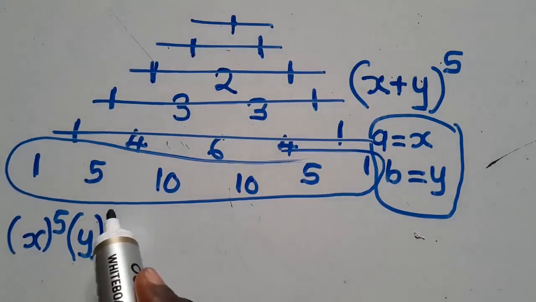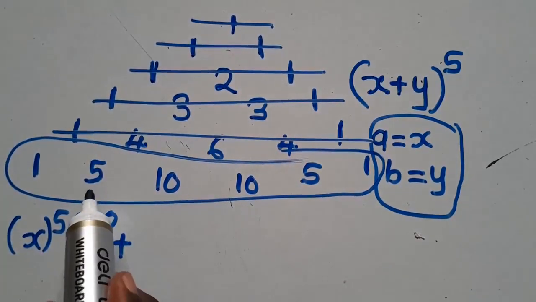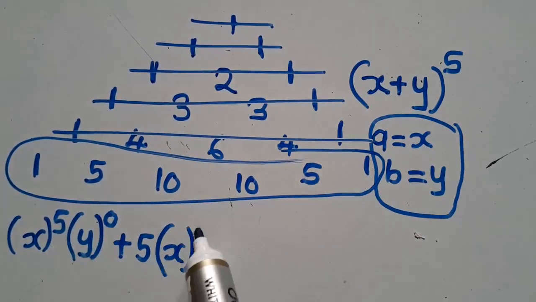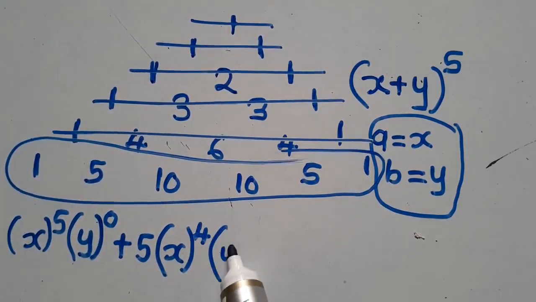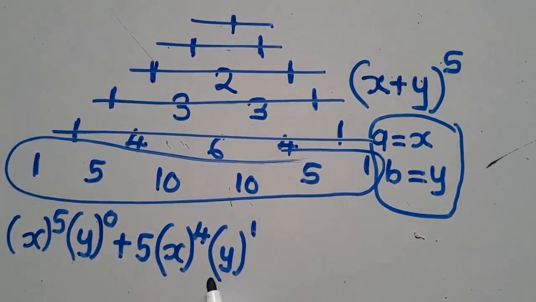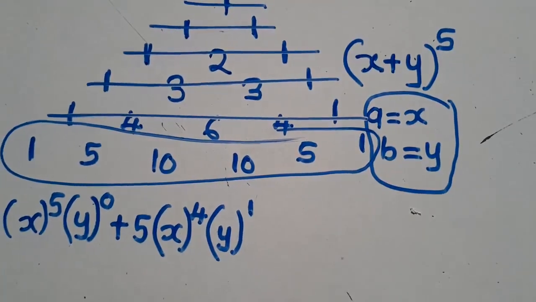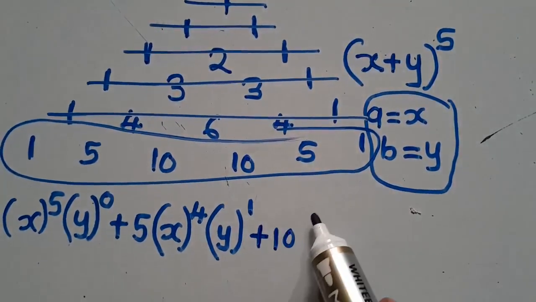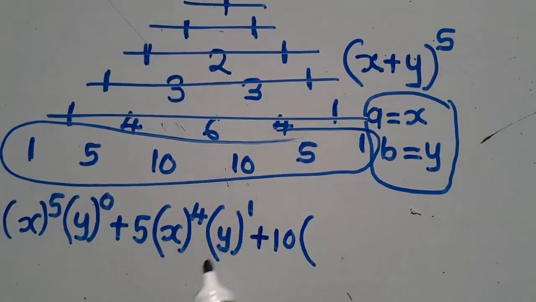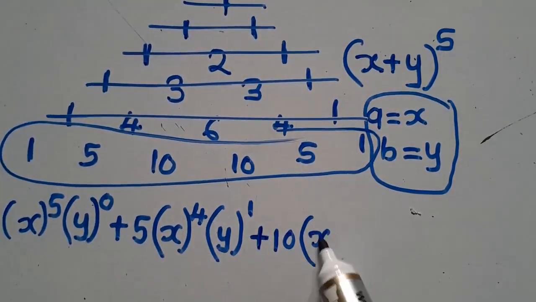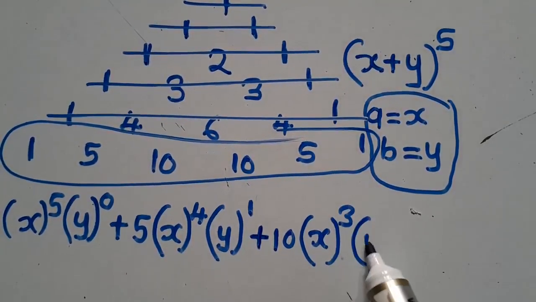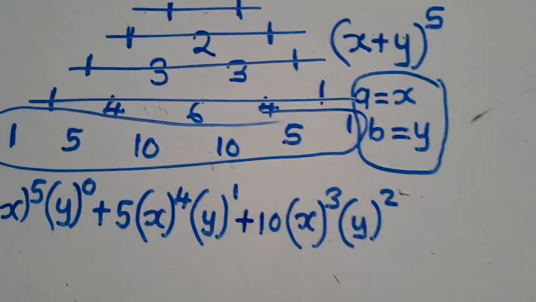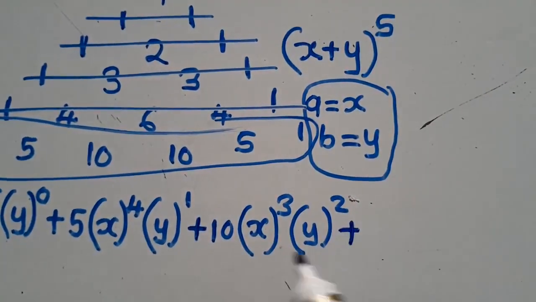Y is going to have, what is b? Y. So this one is going to have power 0. Plus, this one is having what? The coefficient is 5. What is a? X. Power what? 4. B, y. Power what? 1. This one is increasing. Have you seen? So the other one is increasing. The other one is reducing. So plus 10. I say 10. Then I use what is my a? X. Power what? 3. Then y, my b. Power what? 2. So like I'm following this pattern, so I'll just be following it like this. I say plus what? Another 10.